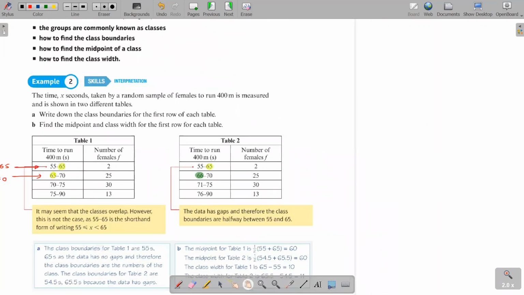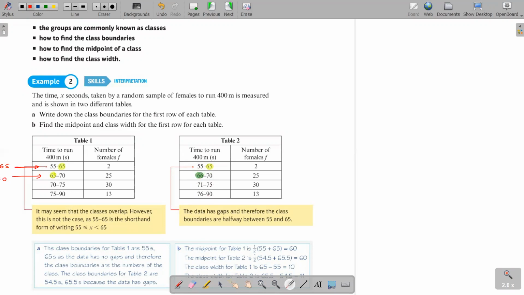We actually take the midpoint. Now you can see here 55 to 65, and here it starts with 66. So between 65 and 66, there is actually a gap. What we do to fix this gap, to get the correct class boundaries, is take the mid value of 65 and 66. So what is the mid value of 65 and 66? 65.5, right? So we replace these two values with 65.5.